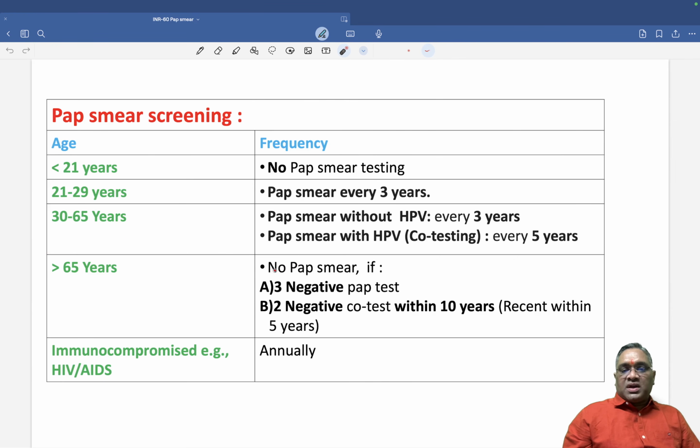And after 65 years, you have to stop it, especially when there are 3 consecutive negative pap tests, or there are 2 negative co-tests within 10 years, where the recent one was done within 5 years. And in a special case like an immunocompromised or HIV patient, then you should do it annually, right? So these are important points about the pap smear.